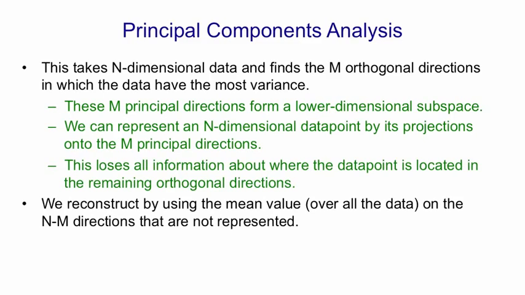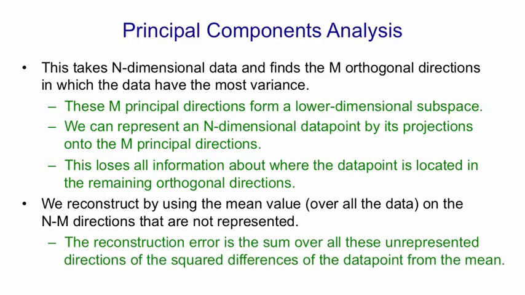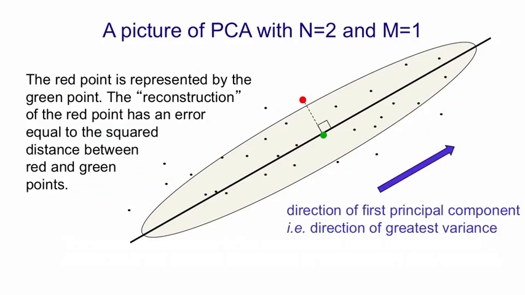If we wanted to reconstruct the data point from our representation in terms of m numbers, we would use the mean value for all the n minus m directions that are not represented. And then the error in our reconstruction would be the sum over all these unrepresented directions of the squared difference between the value the data point had on that direction and the mean value on that direction. This is most easily seen in a picture.